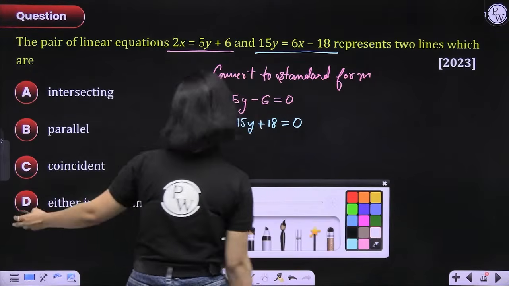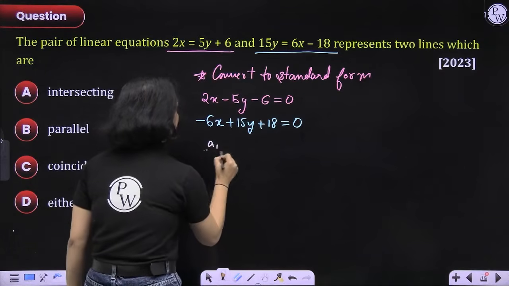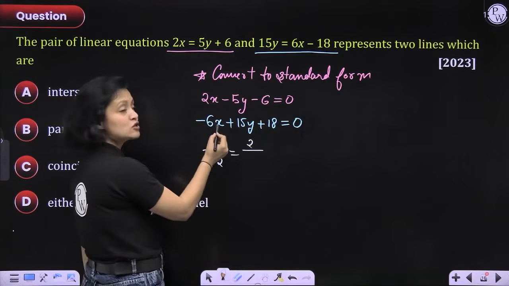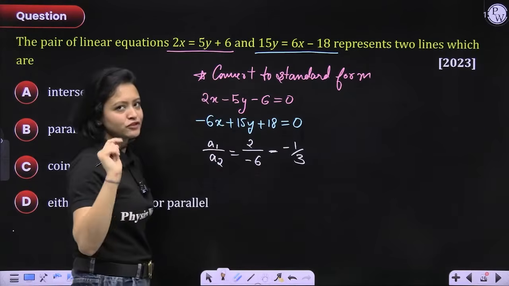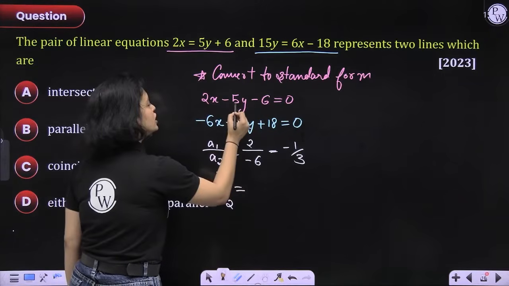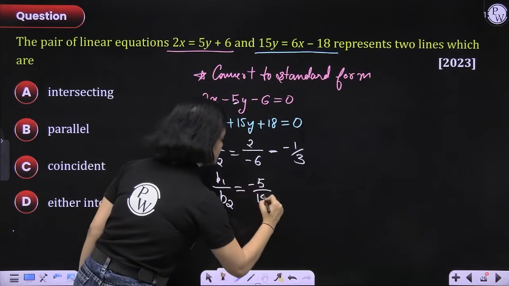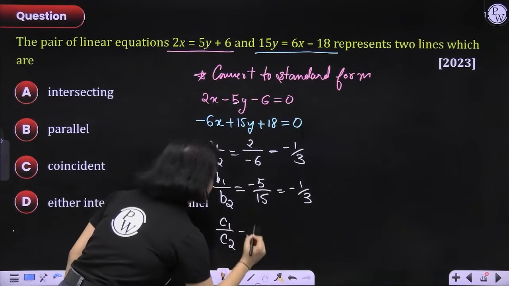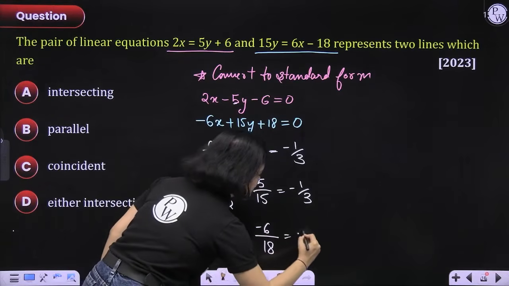Okay, now let's figure out the ratios, everyone. For A1 by A2, you can see A1 is the coefficient of x here and A2 is the coefficient of x here, so 2 by negative 6. In simplest form, negative 1 by 3. Then B1 by B2: B1 is the coefficient of y here, so negative 5, and B2 is 15. So again, negative 1 by 3 in simplest form. Finally, C1 by C2. C1 is negative 6, C2 is 18. Again, negative 1 by 3 in simplest form.